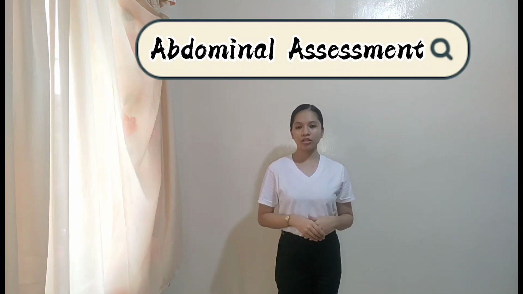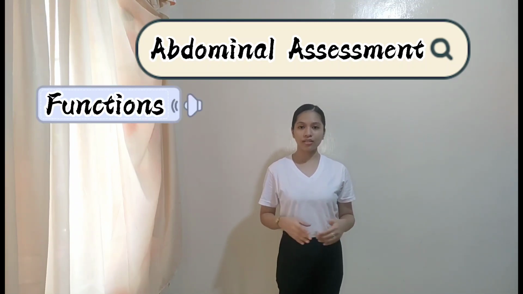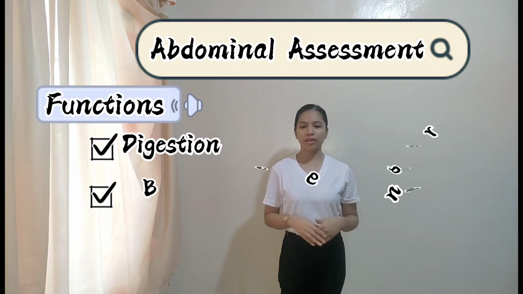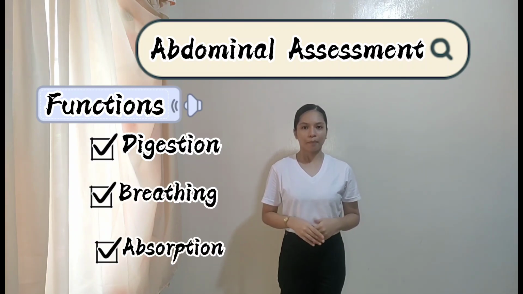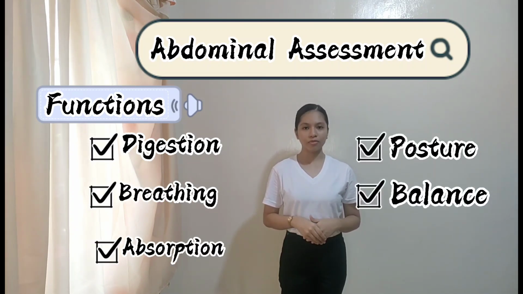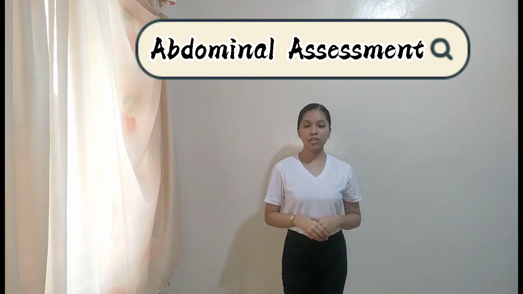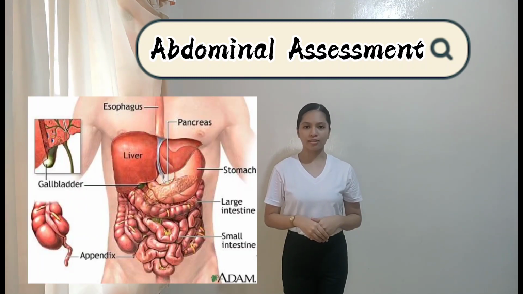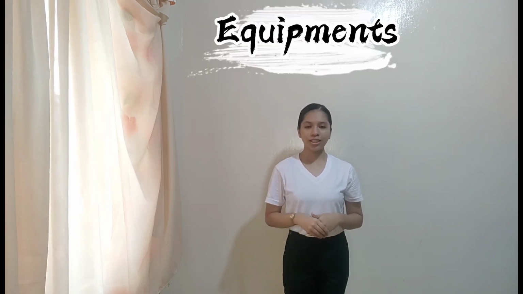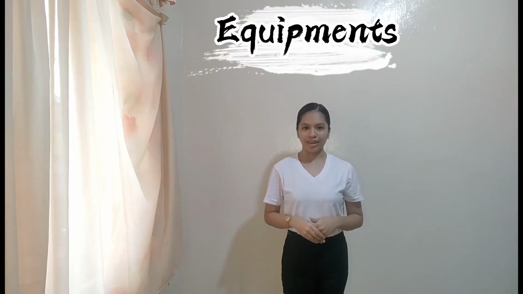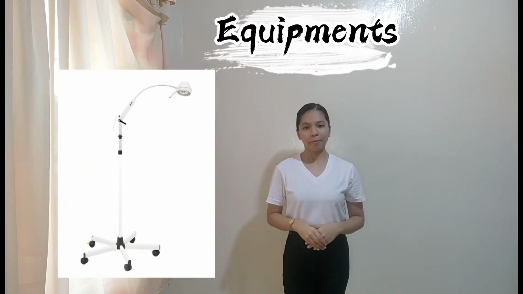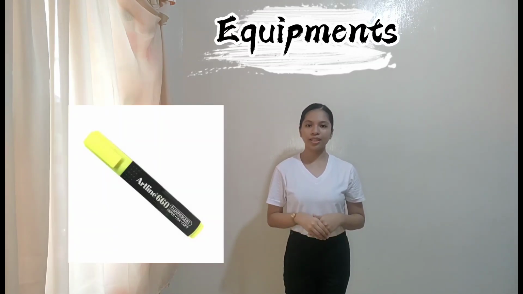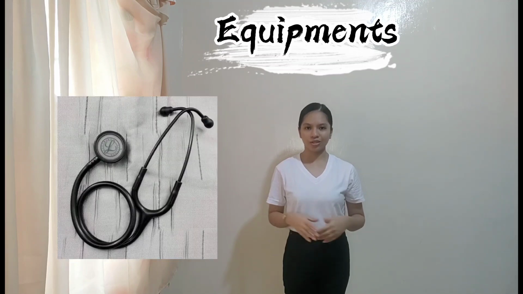The primary functions of the abdomen consist of digestion, breathing, absorption of nutrients, posture and balance, as well as movement. The abdomen contains all the digestive organs, including the stomach, small and large intestines, pancreas, liver, and gallbladder. The equipment for conducting this assessment are the following: examining light, tape measure, water-soluble skin marking pen, and the stethoscope.